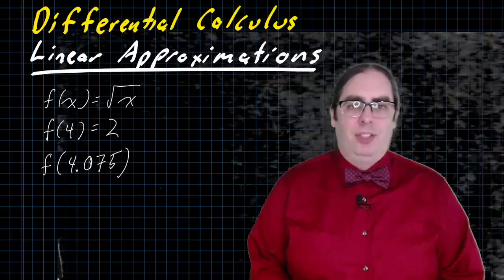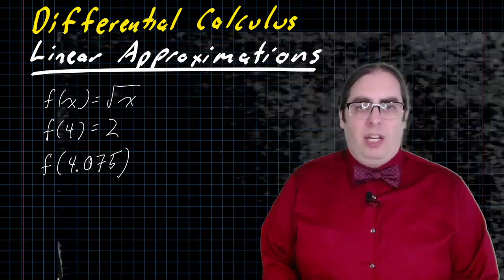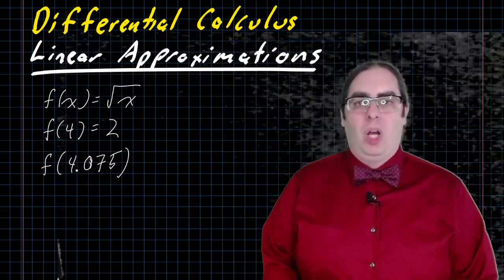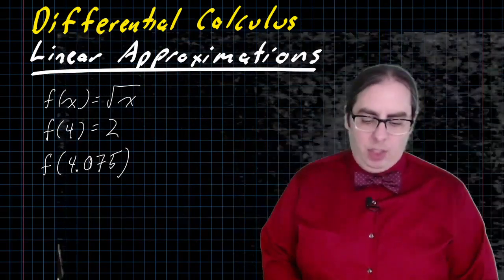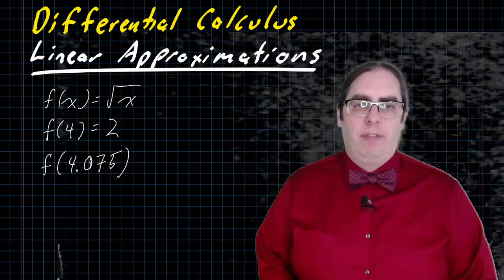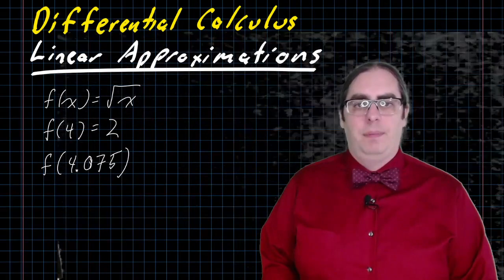Before I get in and actually start doing that, let's talk about why. Obviously, I have a calculator. I can grab my calculator. I can punch in square root of 4.075. It will tell me what the result is. I don't have to think about it.